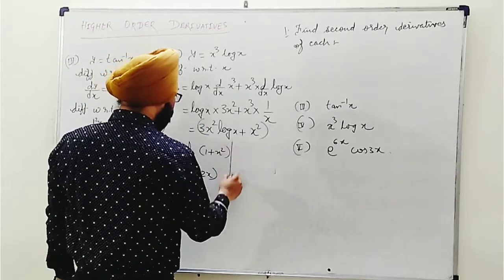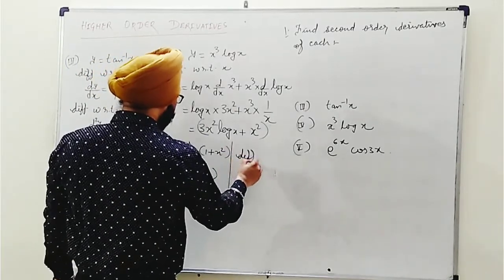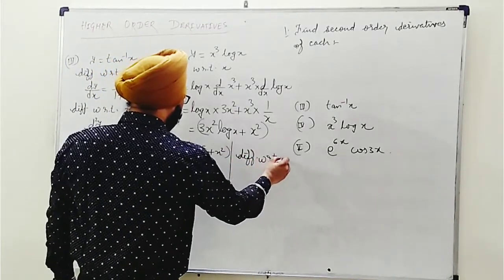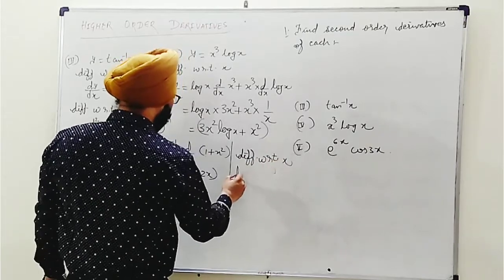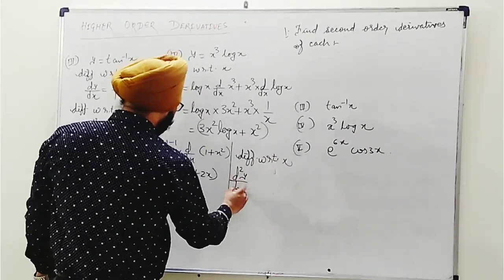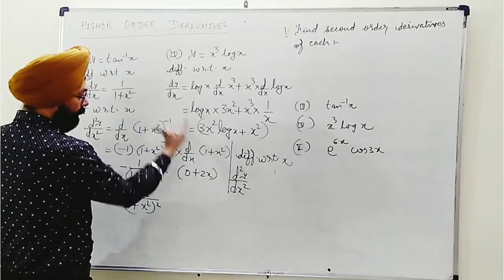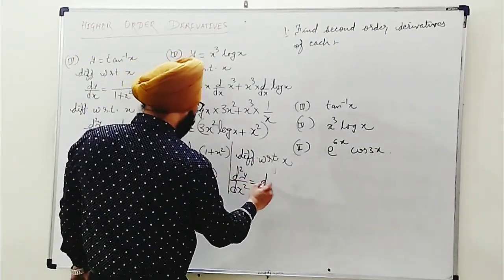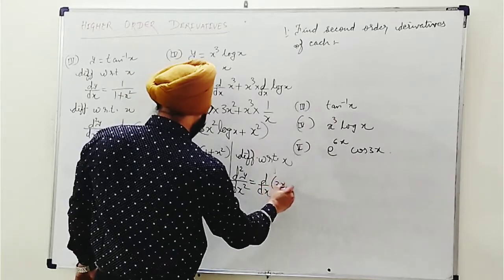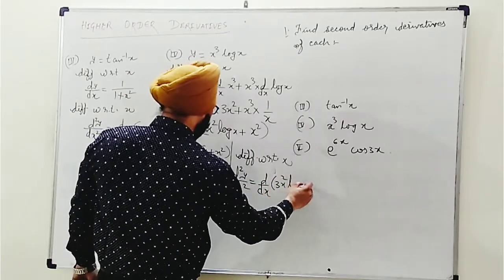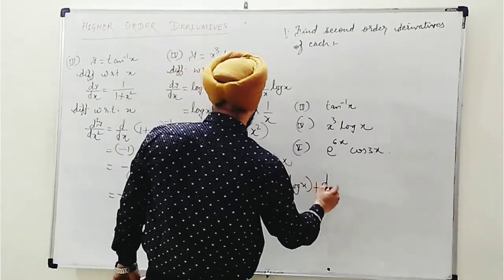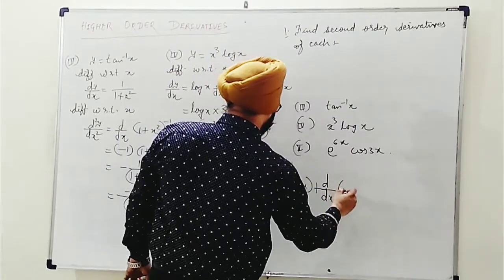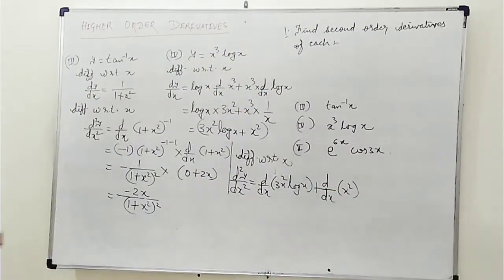So here differentiating again with respect to x, we get d square y by dx square. See, I have directly written d square y by dx square. This will be d by dx of the first term and d by dx of the second term. You see, separately we have to do.